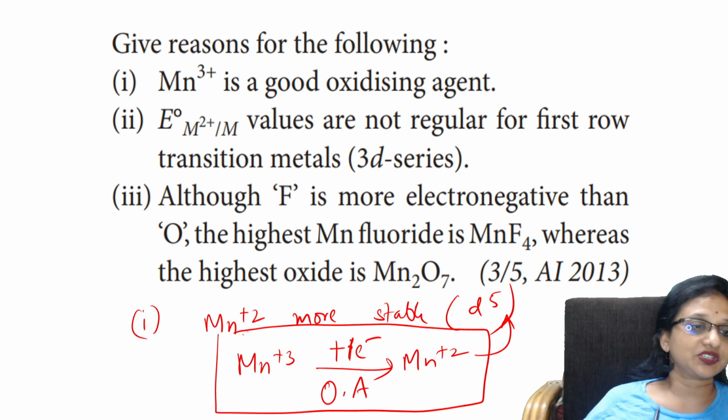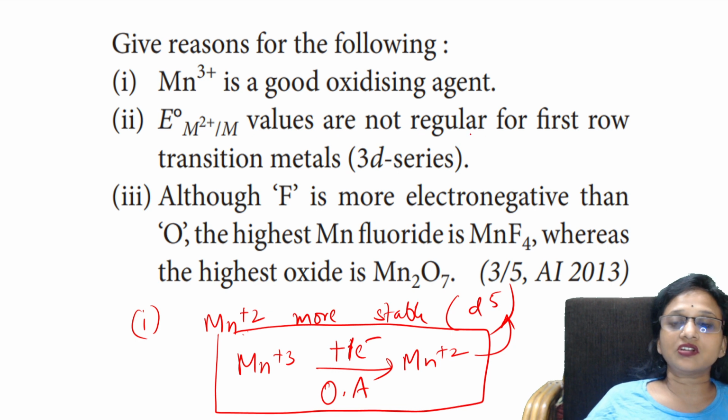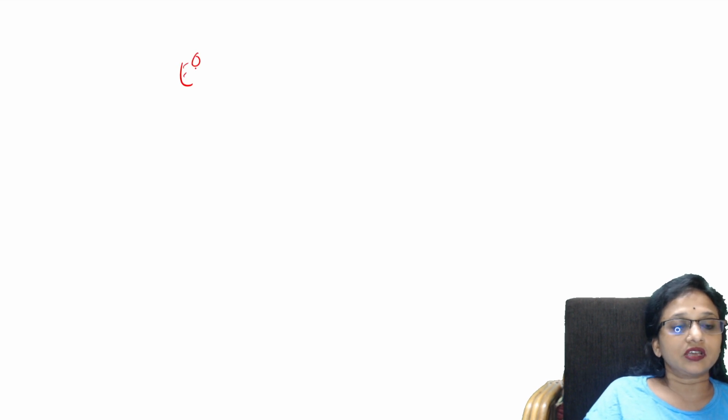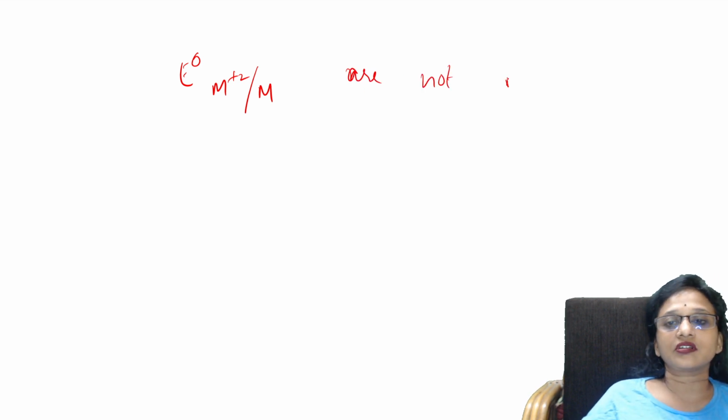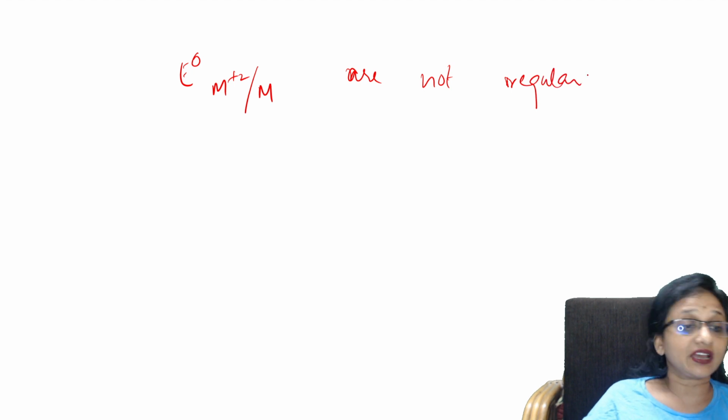Easy. Next question. E naught M2+/M values are not regular for first row transition elements. What is this question? They said the E naught M2+/M values, the electrode potential values, are not regular for the D series. Why? What is the reason?